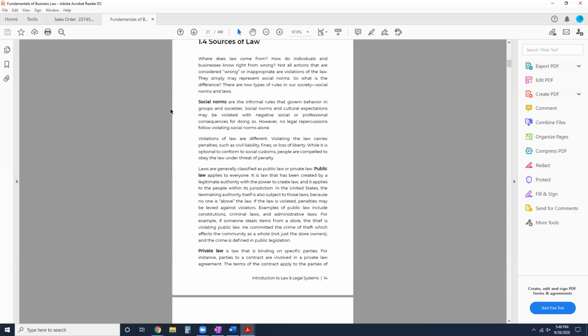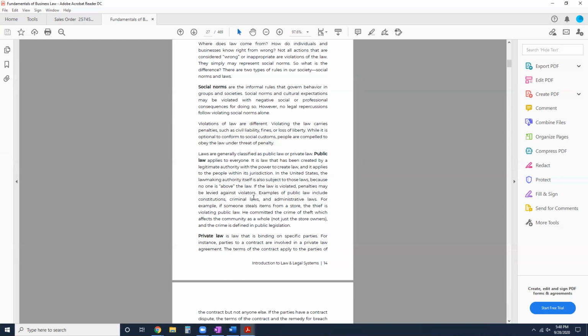So, the examples they use here in the textbook include criminal laws, constitutions, administrative laws, etc. Right? Like if you commit a crime like stealing, well, there's consequences. You have broken public law.